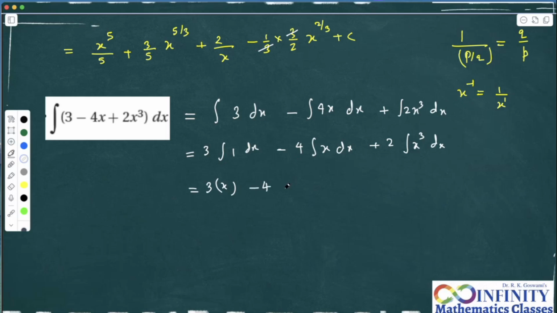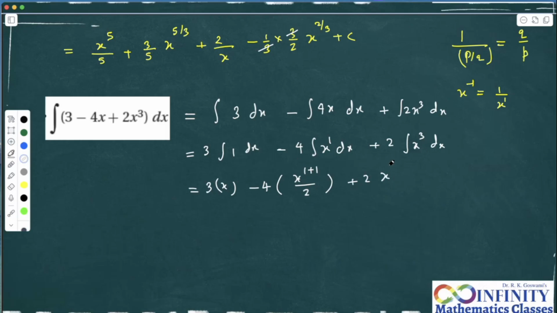I need not learn all the formulas. The question should be: whose derivative is this? Obviously, we have an explicit formula for x power 1. And what was the formula? The integration is going to be x to the power 1 plus 1 divided by 2. Perfectly okay. And what should be the integration of the last term?